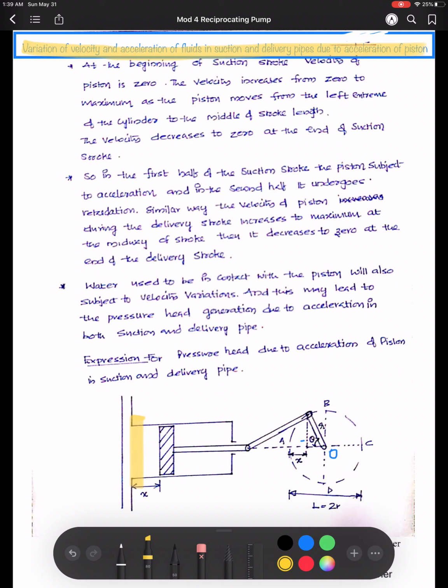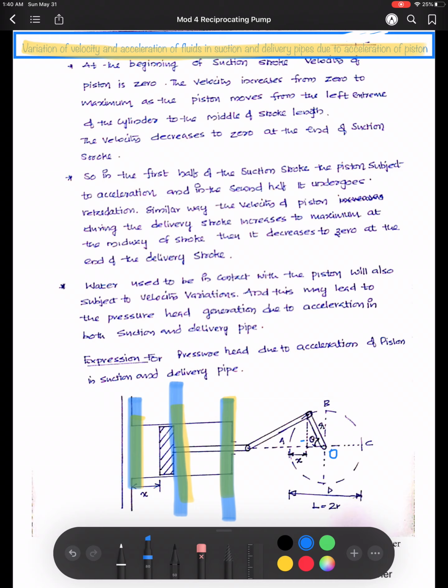As it moves towards the right, along the center, the velocity reaches maximum, and at the extreme right end, the velocity will be zero. That is, at the end of the suction stroke, velocity of the piston becomes zero. Next, during the delivery stroke, the piston starts from here. When it reaches center, the velocity becomes maximum, similar to the suction stroke. When it reaches the extreme left position, the velocity becomes zero. So this is what happens inside the cylinder.